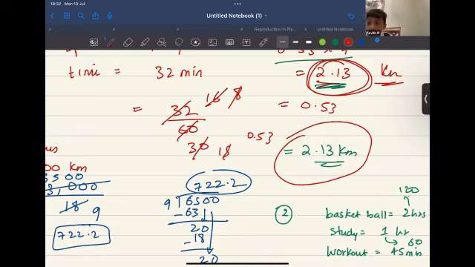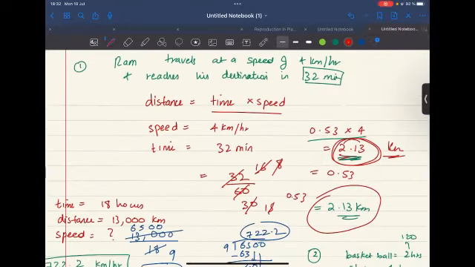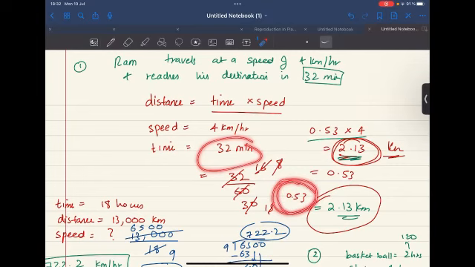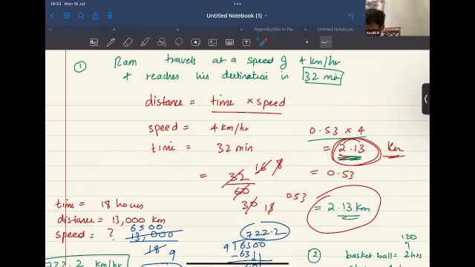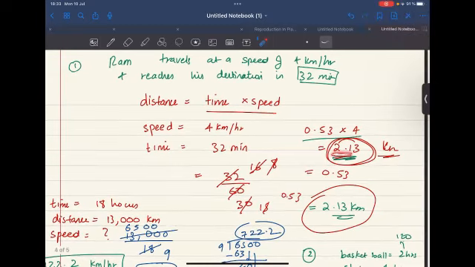Yeah, ma'am. How is it 2.13? Can you explain? Yeah, here the question is, Ram travels at a speed of 4 km per hour and reaches the destination in 32 minutes. Many of you just multiplied 4 into 32, but you have to convert 32 minutes into hours. So you will get 0.53. 0.53 into 4, because distance is equal to time into speed, is 2.13. But I got 2.12. That's what I'm telling you, it's 2.12, 2.13, round off. Doesn't matter. Your first 2 digits should be correct. That's more important.